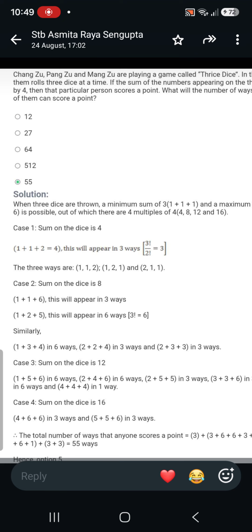Now we have to look for the sum of the dice being 8. The sum can be 1, 1, 6, since 1 plus 1 plus 6 is 8. The number of ways is the same as for 1 1 2, so it will also be 3 ways. Or we can have the numbers 1, 2 and 5. 1 plus 2 plus 5 is also 8. This can happen in factorial 3 ways because there is no repetition, so we don't divide by factorial 2. So 6 ways.